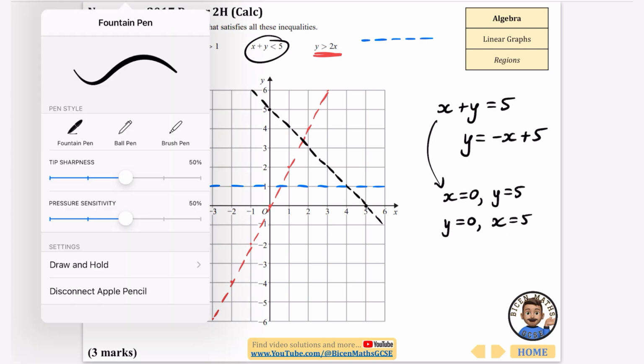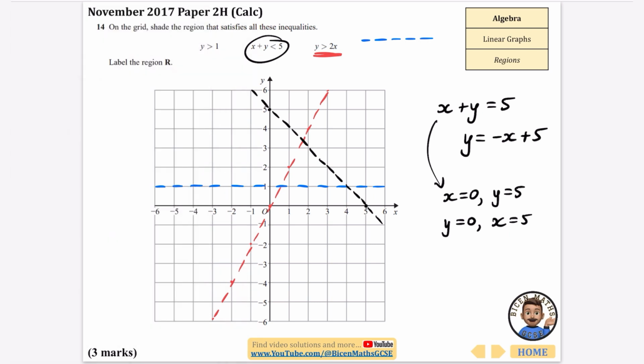Now we just need to decide whether it's going to be above or below the line. So this one's really easy. Y is greater than 2x. That means it's going to be above this line that we've got here. This says that y is greater than 2x. That means the y-coordinates are going to be above that line.